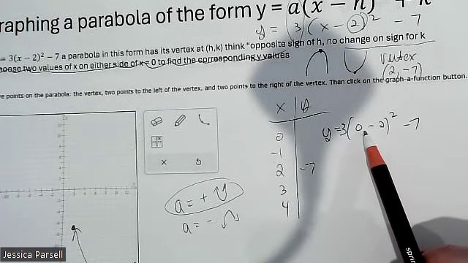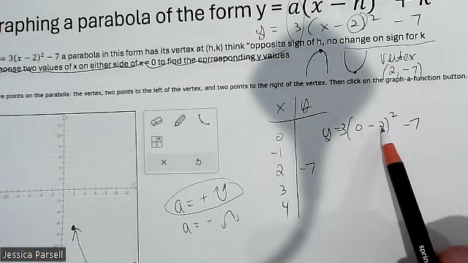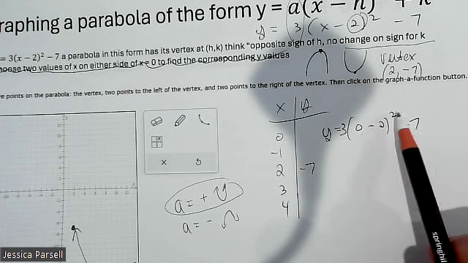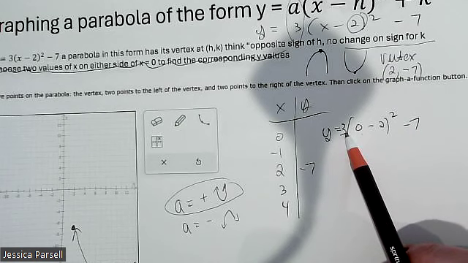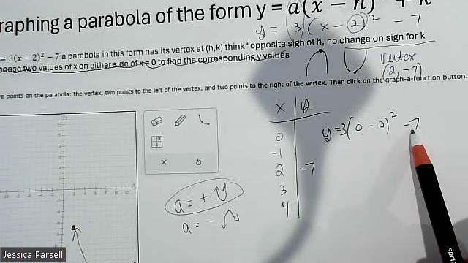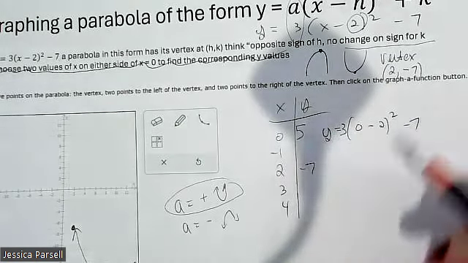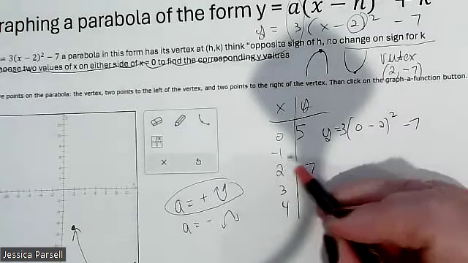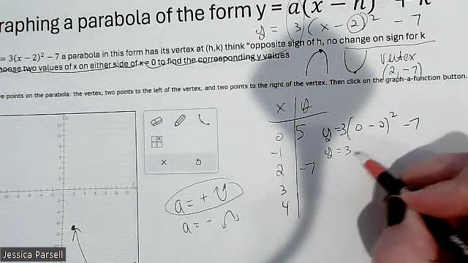So let's do this. 0 minus 2 is -2. -2 squared is -2 times -2, which is 4. 4 times 3 is 12. 12 minus 7 is going to be 5. Let's do it again, putting a -1 in here.